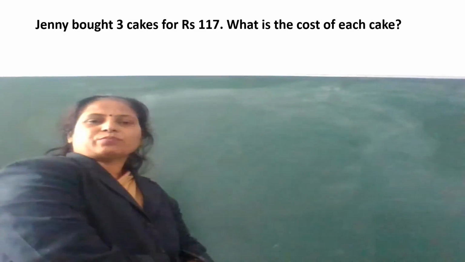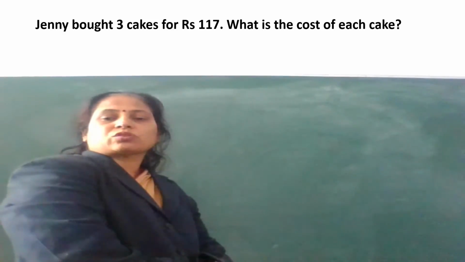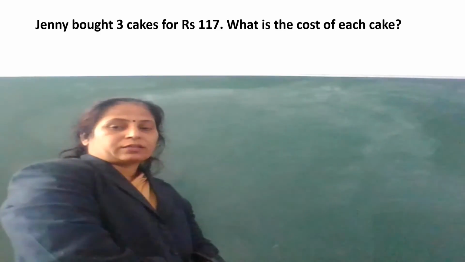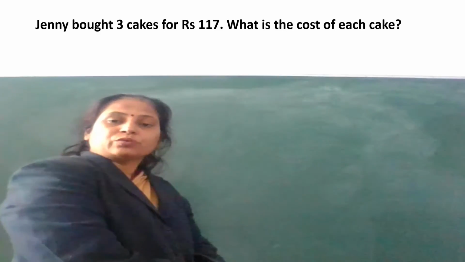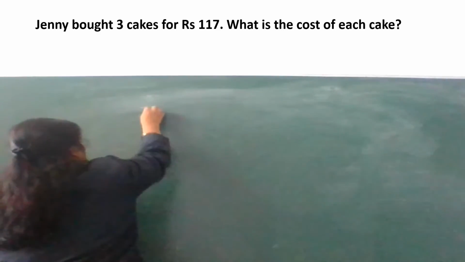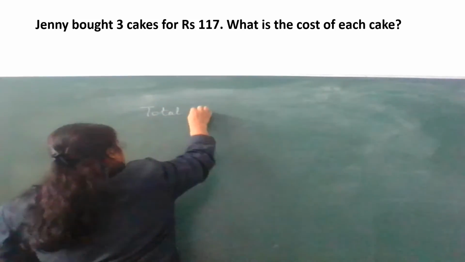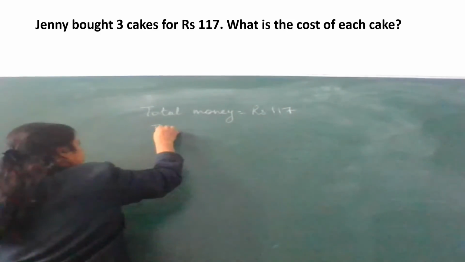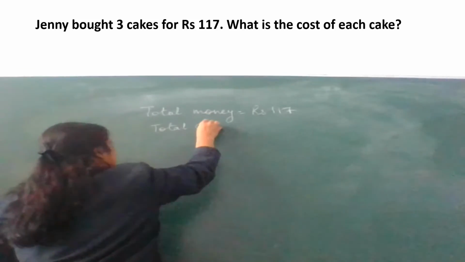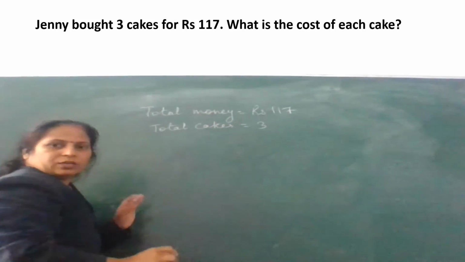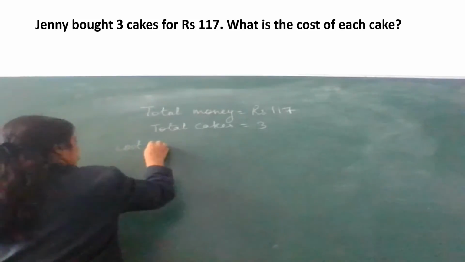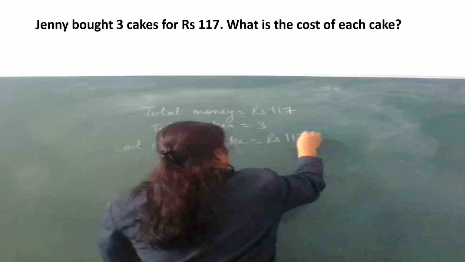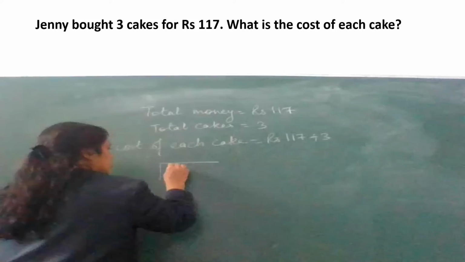Now children, the next question: Jerry bought 3 cakes for rupees 170. What is the cost of each cake? The total number of cakes is 3 and the total money spent was 170. Each cake is asked, so what you will do is division. The cost of each cake, how do you find it out? Divide rupees 170 by 3. This is very easy, children.